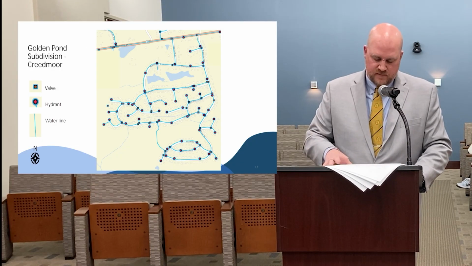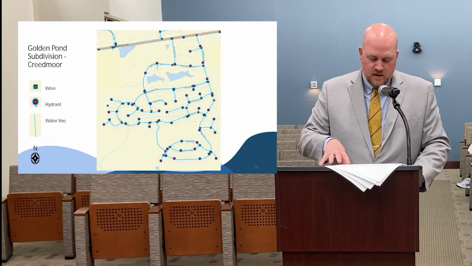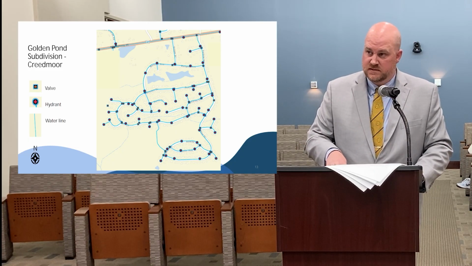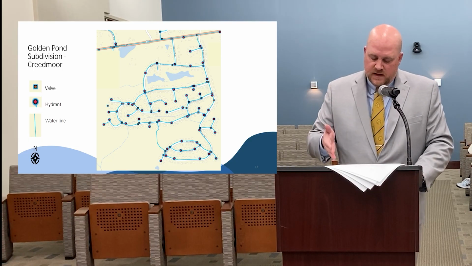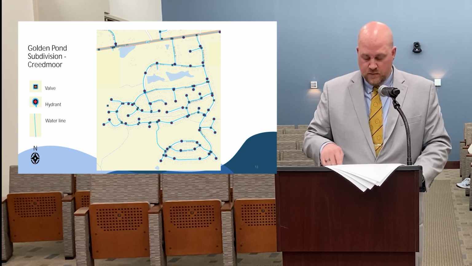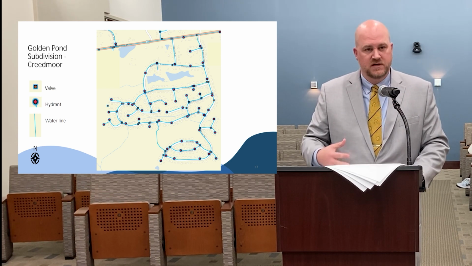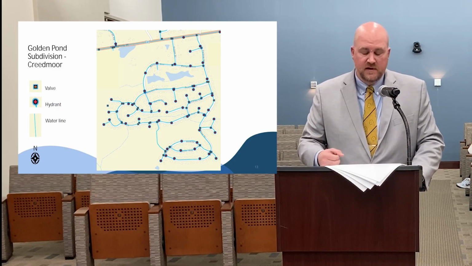So you have a map here, one of our GIS maps for the Golden Pond subdivision. This is a rather large subdivision. There's 5.3 miles of water lines within this specific subdivision, so right much distribution on here. The key we want to make here is there's a lot of ways in which water can move through this specific subdivision.